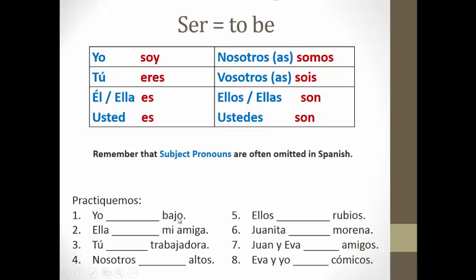I am short. Okay, so you need to write the correct form of ser that goes with yo. How would you say I am short? Hopefully you picked soy. Yo soy bajo. Okay, please work through the next 7 on your own.